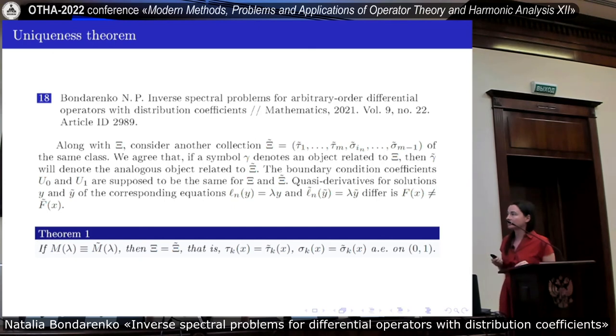And the uniqueness theorem tells that if the Weyl matrices are equal to each other, then these collections of coefficients are also equal to each other. So the coefficients are equal absolutely everywhere on 0, 1.